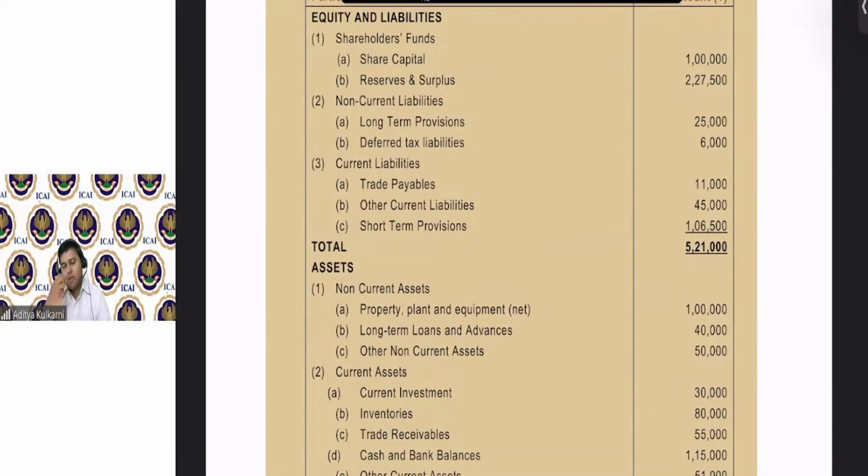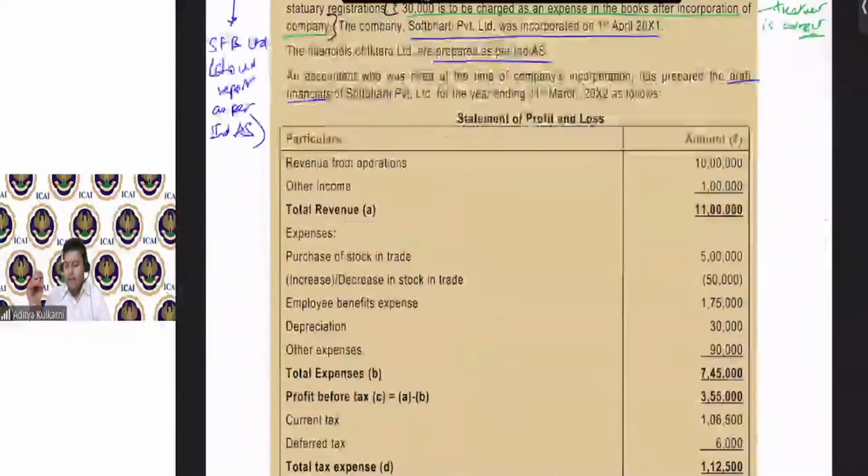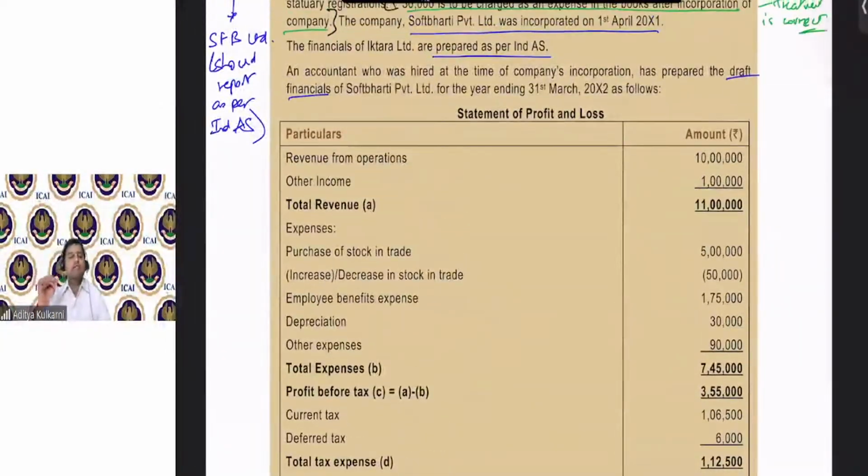My question to you: are the balance sheet and profit and loss account presented in line with Schedule 3 or not?